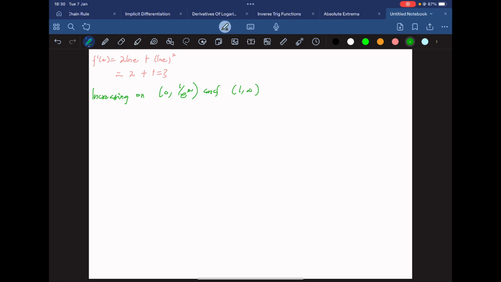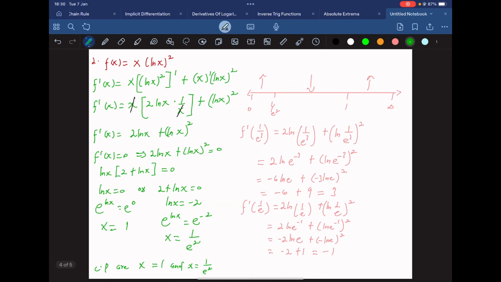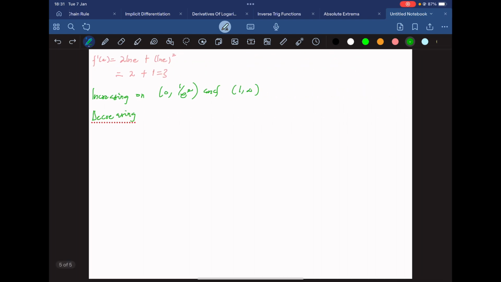Now, where is it decreasing? So the function is decreasing between 1 over e squared and 1. So decreasing on 1 over e squared, 1.